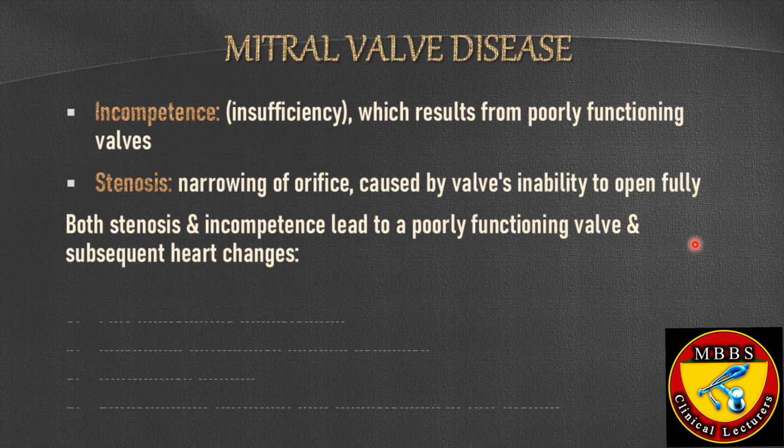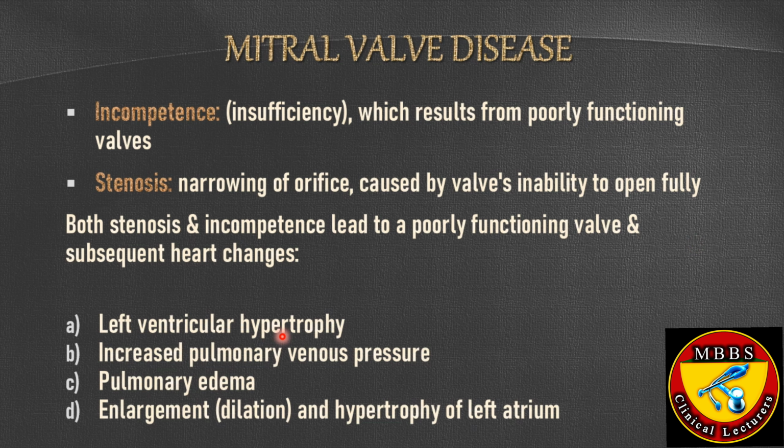Which changes can occur? Number 1, left ventricular hypertrophy. Force will increase, pressure will increase. The left ventricle has to work hard. So left ventricular hypertrophy, increased pulmonary venous pressure. Increased pulmonary venous pressure, backward flow will increase. Pulmonary edema will occur. Definitely within the lungs there is congestion of the blood, and then pulmonary edema, seepage of the blood out of the vessels, or enlargement or dilatation and hypertrophy of the left atrium.